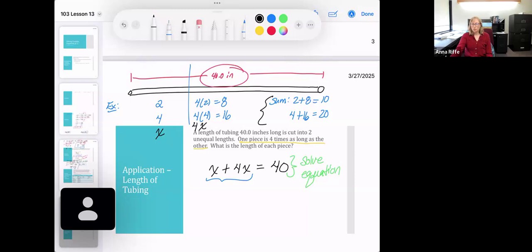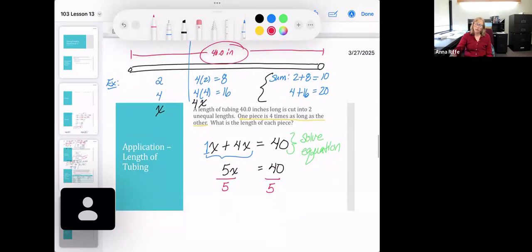To solve, I have 2 like terms on the same side. I can note that I have a coefficient of 1 on this x. 1x plus 4x is 5x, is still equal to 40 on the right. I'm going to finish by undoing that multiplication to get x by itself, because there's no other simplification that I can do left or right, leaving me with 1x on the left is equal to 40 divided by 5 is 8 on the right.